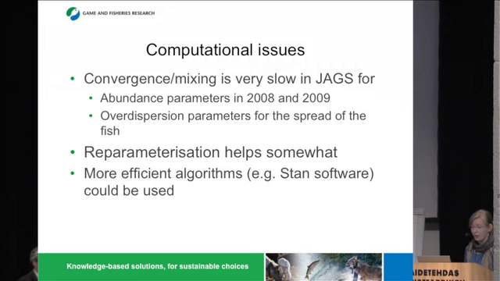And my personal experience with STAN is that it shows great promise for sampling this kind of complicated models, because it clearly is faster, but it's also so different from the Gibbs sampling based programs such as JAX and BUGS that it requires quite a lot of time to get used to using it.